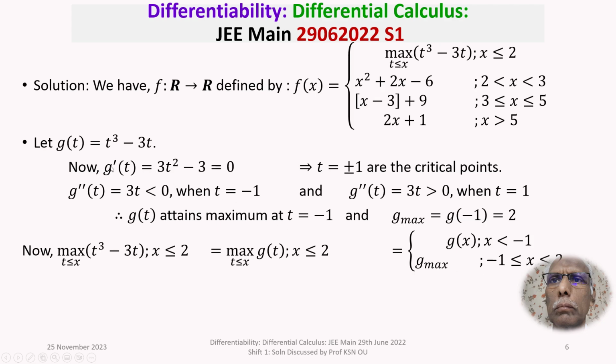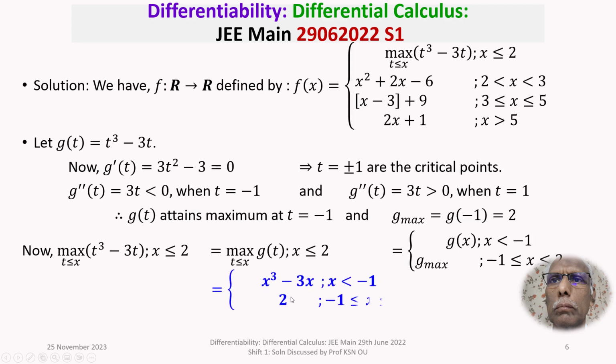Now take its g prime t, and take any point in this interval minus 1 to 2. So let us say 0. If you substitute here, you will get minus 3, which is negative. That means in this interval, this g of t is a decreasing function. And it is defined as the maximum of g of t for t less than or equal to x. That means x is moving in this. As x is moving in this, it takes only g max. So in this interval, it is only g max.